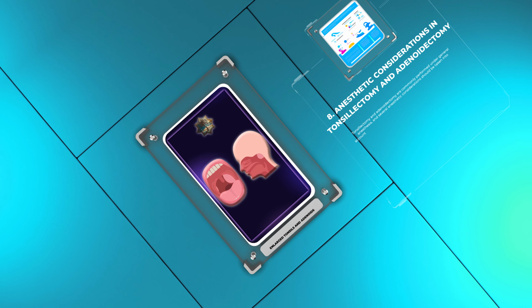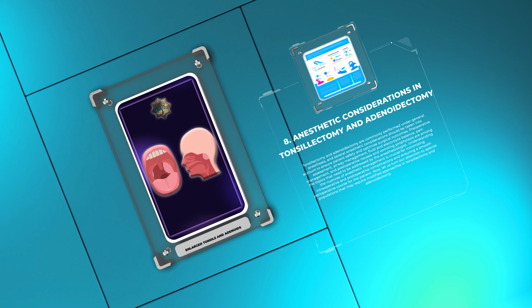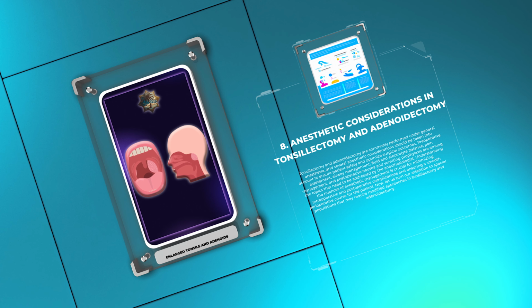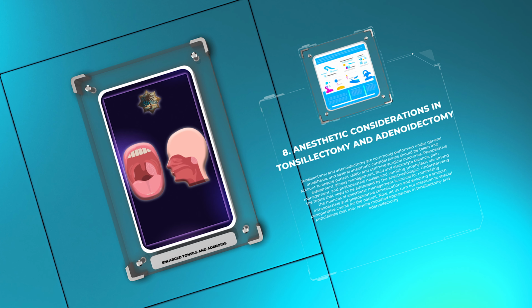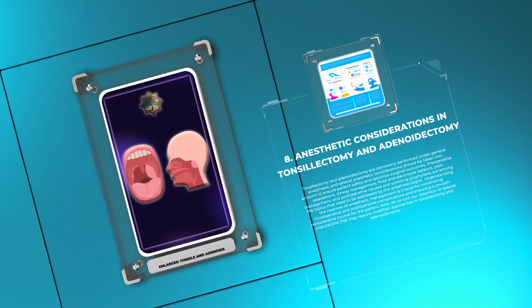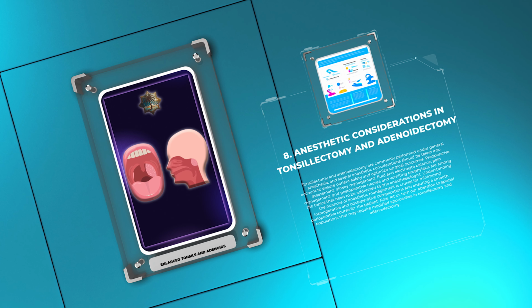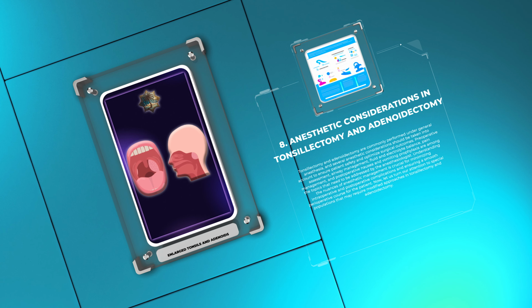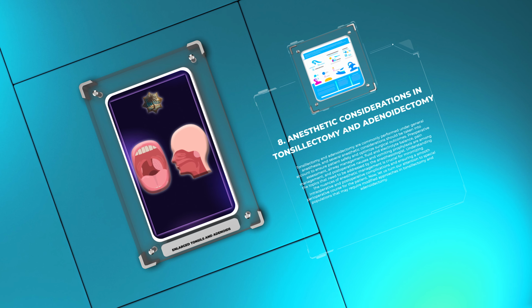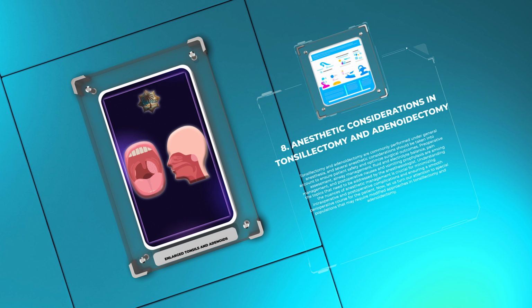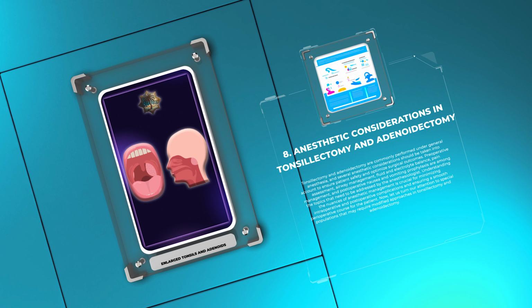Tonsillectomy and adenoidectomy are commonly performed under general anesthesia, and several anesthetic considerations should be taken into account to ensure patient safety and optimize surgical outcomes. Preoperative assessment, airway management, fluid and electrolyte balance, pain management, and postoperative nausea and vomiting prophylaxis are among the topics that need to be addressed by the anesthesiologist. Understanding the nuances of anesthetic management is crucial for minimizing intraoperative and postoperative complications and ensuring a smooth perioperative course for the patient.